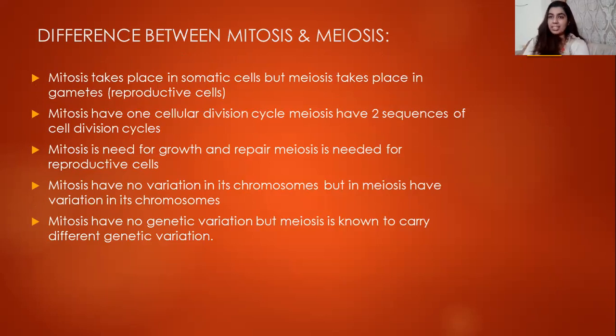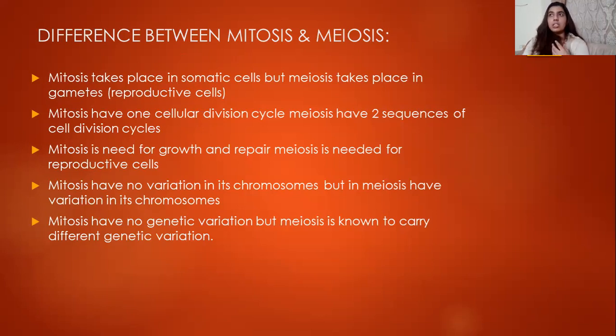Mitosis takes place in somatic cells. The first difference is that mitotic cellular division takes place in somatic cells, your body cells, but meiosis takes place in your reproductive cells. Mitosis has one cellular cycle as I have told you before, and meiosis has 2 sequential cell cycles and 8 stages altogether, whereas mitosis has only 4 stages.